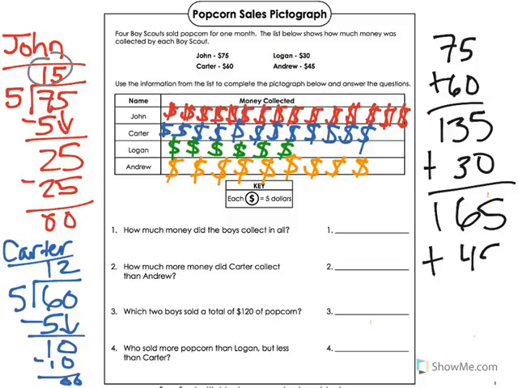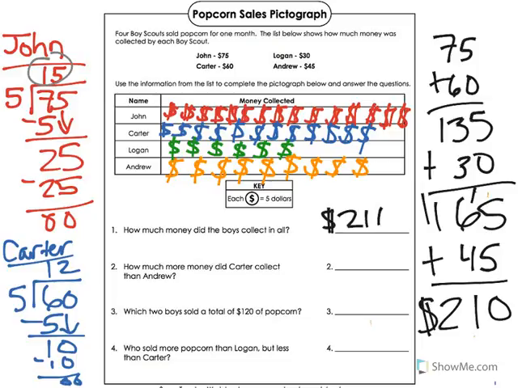And last but not least, we'll add Andrew's amount in. And we have 5 plus 5 is 10. Carry that group of 1s over. 1 plus 6 is 7. Plus 4 is 11. So put that 1 down, carry the group of 1s over, and then 1 plus 1 is 2. And there is our total of $210. So that's how much they made all together. Alright.